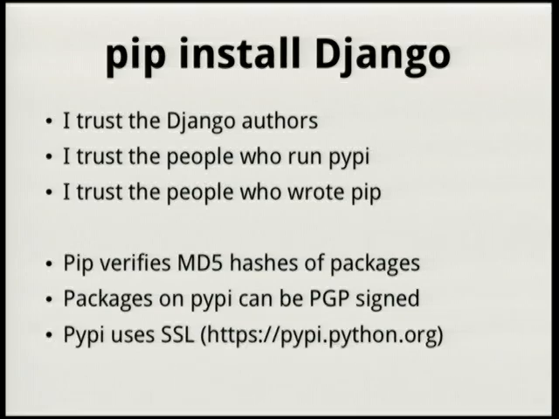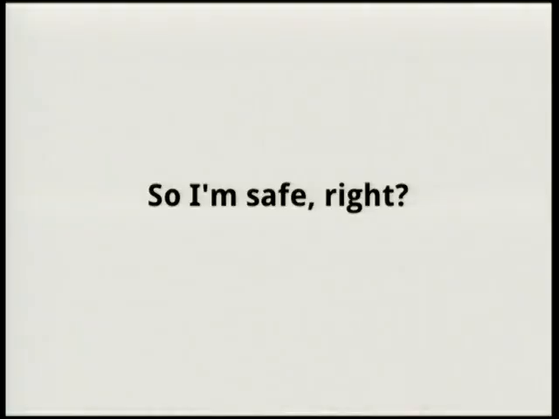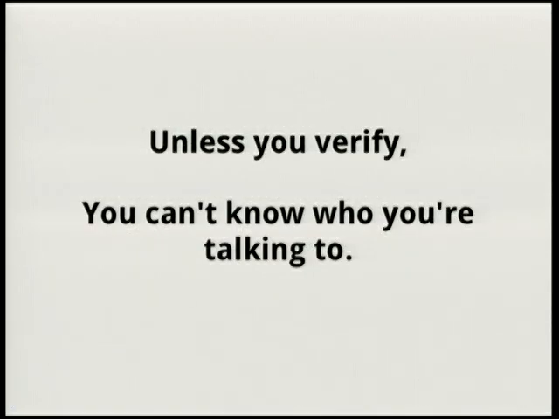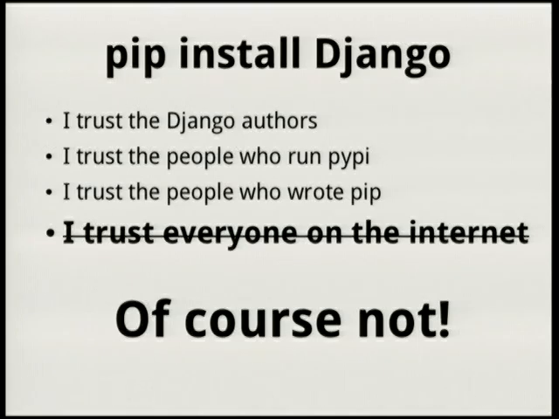So the other thing is we know that pip verifies the MD5 sums of packages from PyPI. We know that you can GPG sign your packages on PyPI, and we know that PyPI can use SSL. So it seems like a pretty reasonable set of things to assume. The problem is most of these are really big problems. The problem is that all of these things require you to trust everyone on the internet as a precondition because of the way pip easy install happens. If you don't know who you're talking to, you don't know that any of these other things are the case.